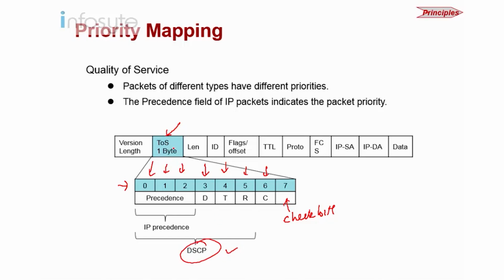Now it's important for us to look into this field because when we want to give different priority, the first thing that we need to do is to do a marking. It can be marked based on IP precedence or it can be marked based on DSCP.